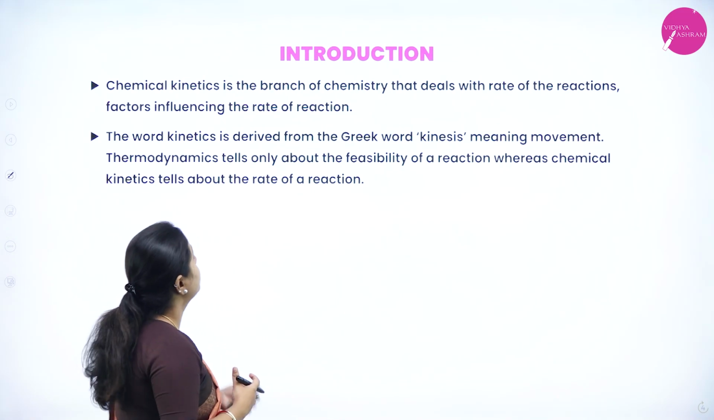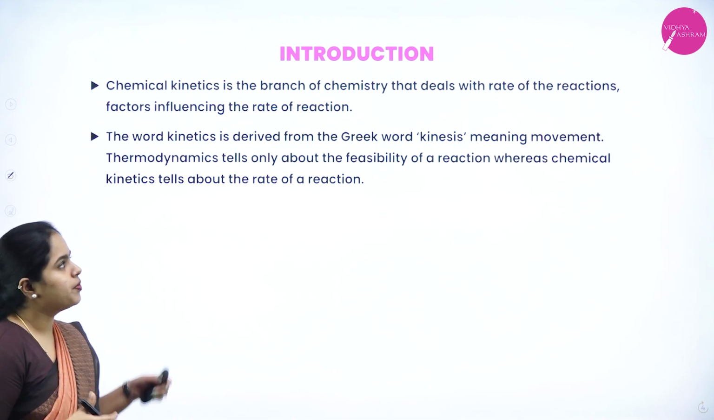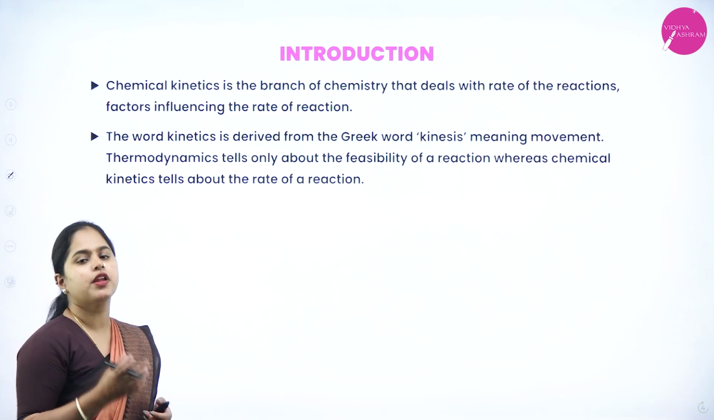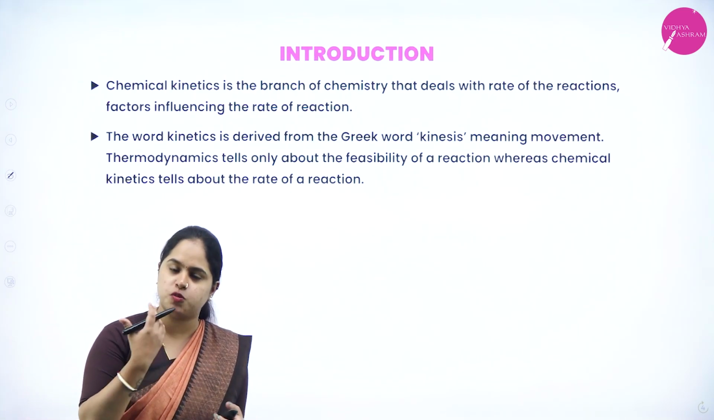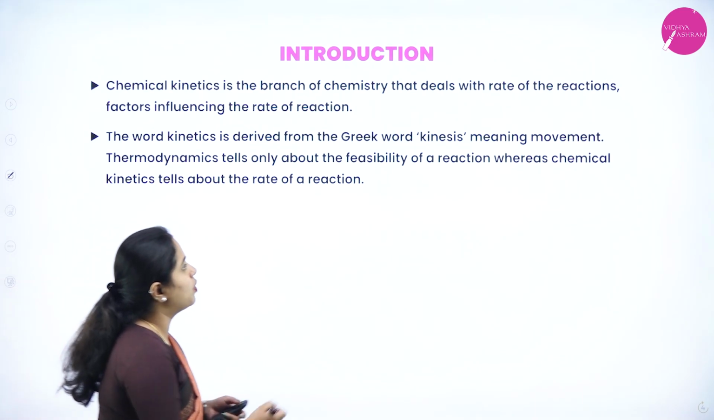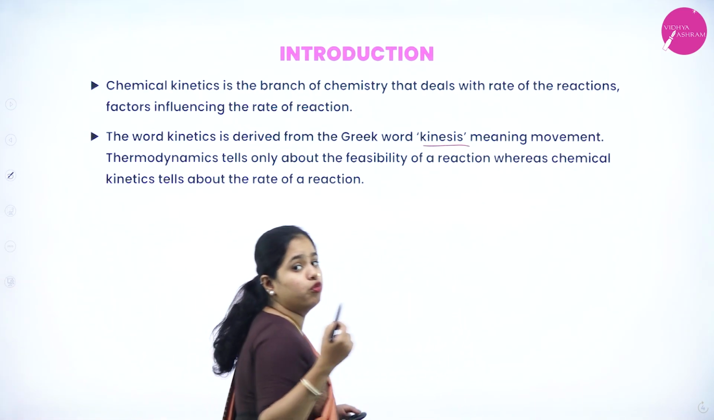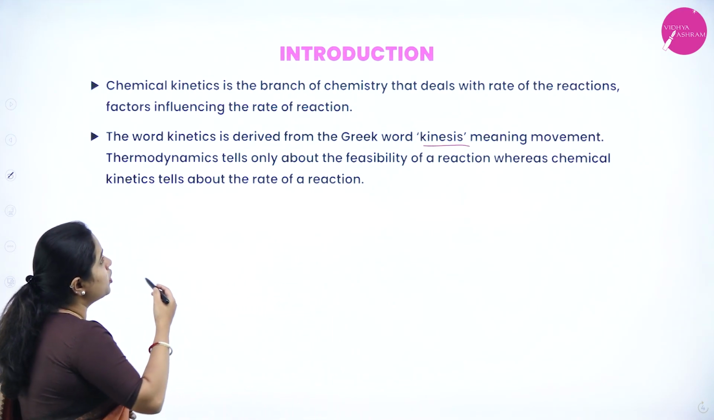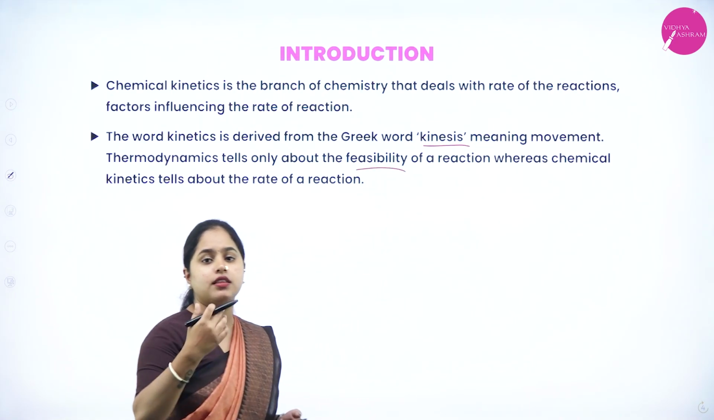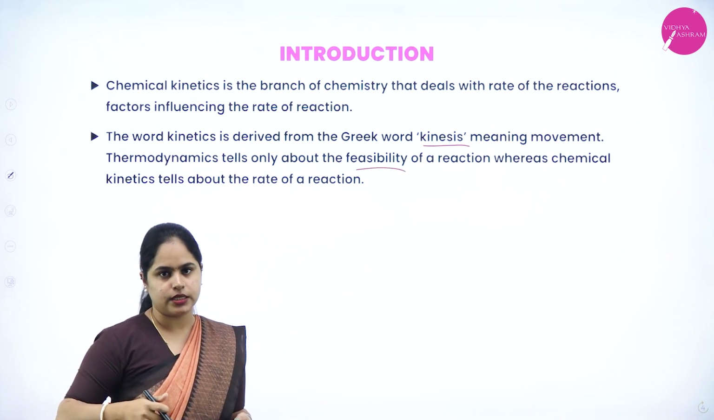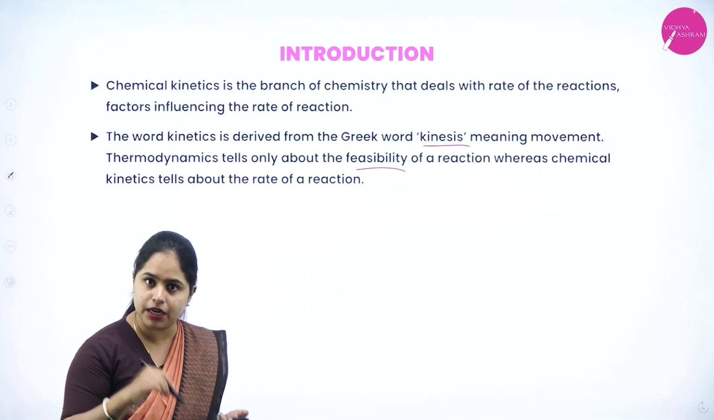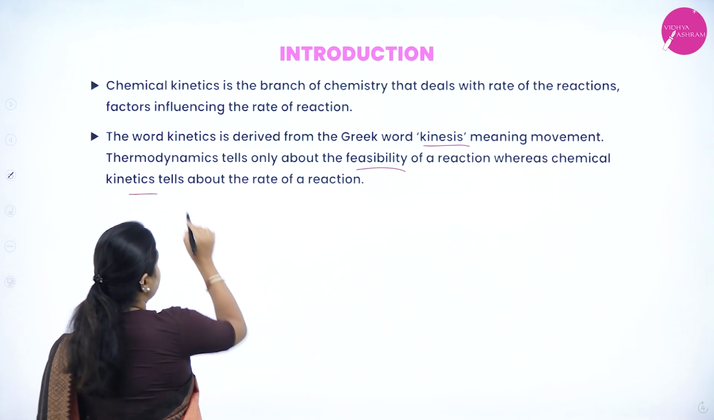Chemical kinetics is the branch of chemistry that deals with the rate of reaction and the factors influencing the rate of reaction. So rate of reaction means the speed of reaction itself, right? The word kinetics is derived from the Greek word kinesis, which means movement. Thermodynamics tells us only about the feasibility, so from thermodynamics you can say whether the reaction will take place or not. But how fast the reaction is, or what is the speed of the reaction, can be determined using our branch, which is chemical kinetics.